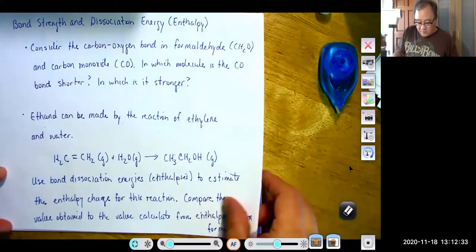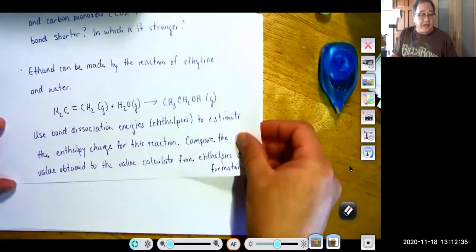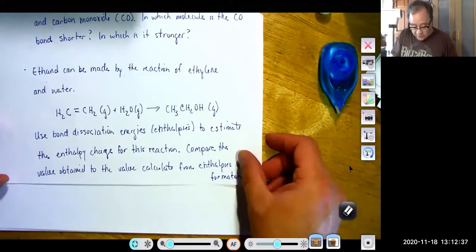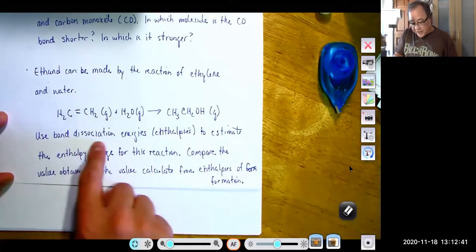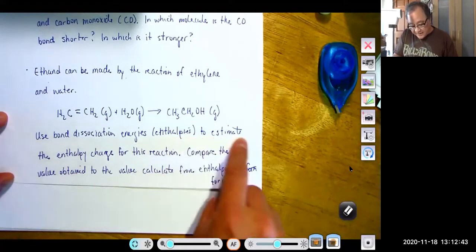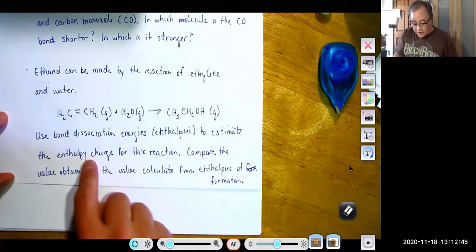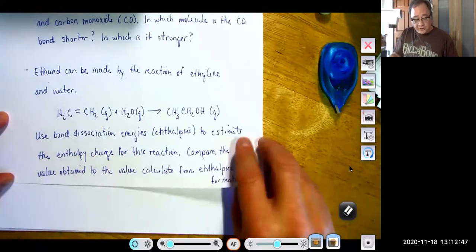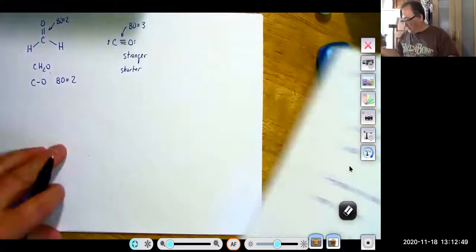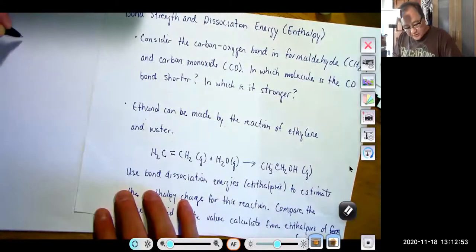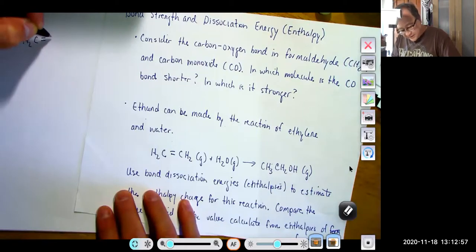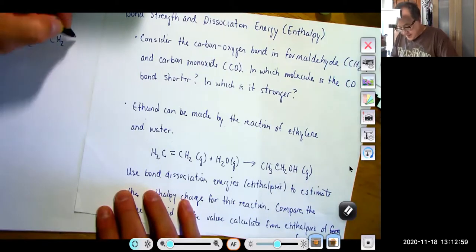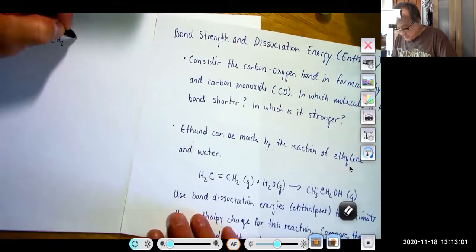So I want to end with this last one here. Ethanol can be made by the reaction of ethylene and water. Here's the reaction. Use bond dissociation enthalpies to estimate the enthalpy change for this reaction. So I'm going to write the reaction down. And there is an example of this in the lecture, but this is a different example. And it'll give you a better idea of what to do, maybe.